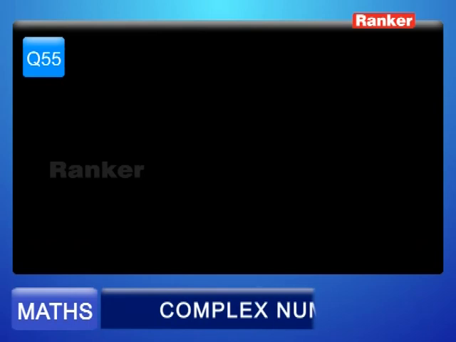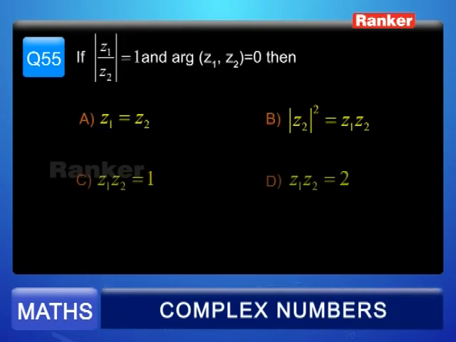The next question, that is question number 55. In this question, he is giving two pieces of information about two complex numbers Z1 and Z2. One is mod Z1 by Z2 is equal to 1 and argument of Z1 Z2 is equal to 0. Then, which of the following possible cases we may observe? Option A, Z1 is equal to Z2. Option B, mod Z2 square is equal to Z1 Z2. Option C, Z1 Z2 is equal to 1. Option D, Z1 Z2 is equal to 2. Let us see what is going to happen.